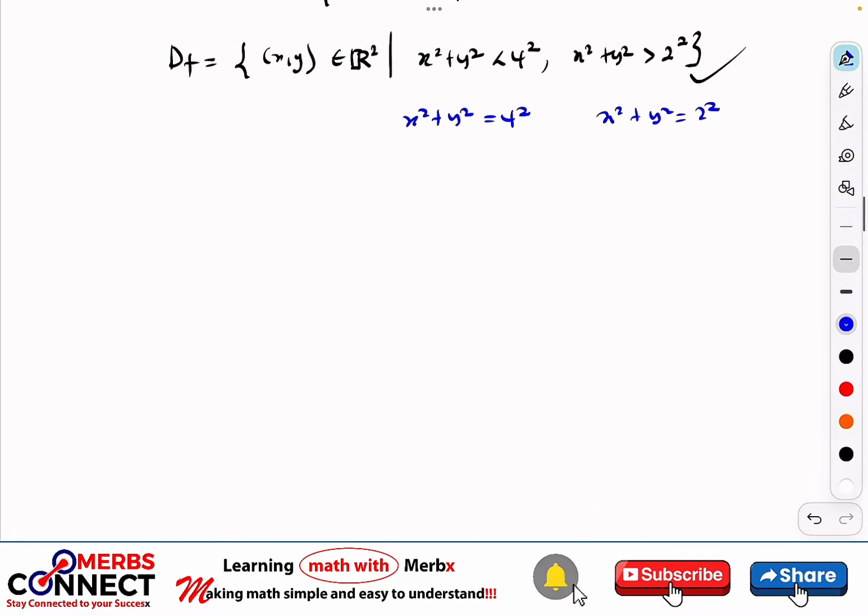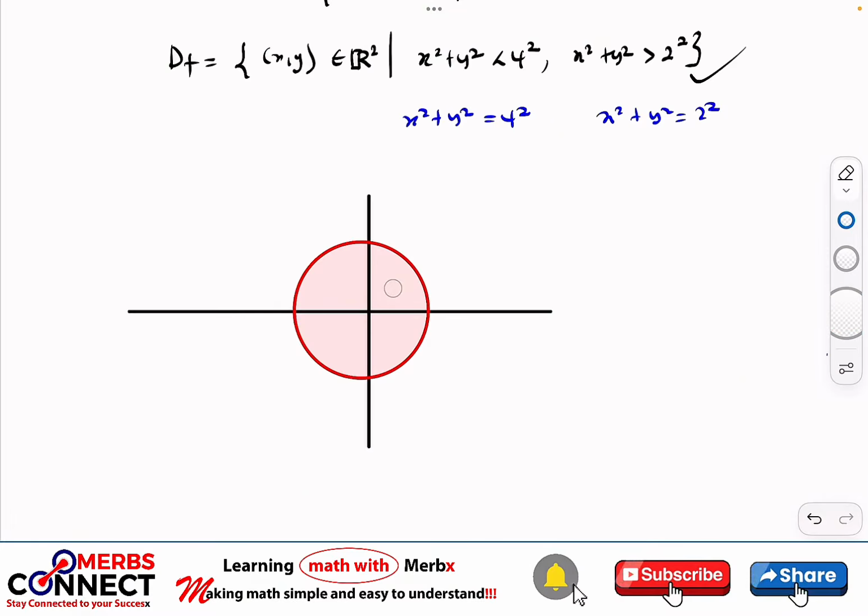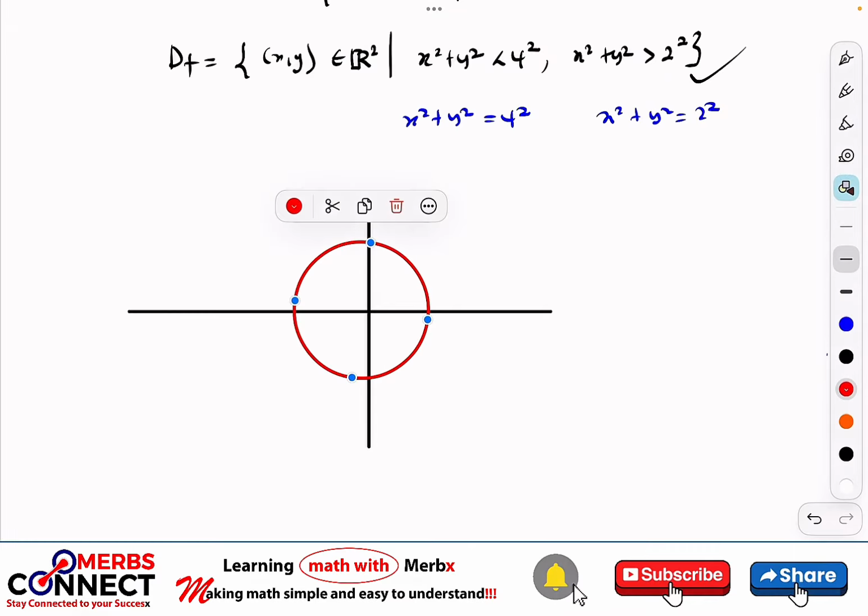So let's try and sketch that. So I have my x-axis, I have my y-axis. Now I have one circle, which is this. So let me try and then see. So I have one circle. This is not a circle. I have one circle, which is this. Let me try and erase what is inside. Good. So I have one circle.